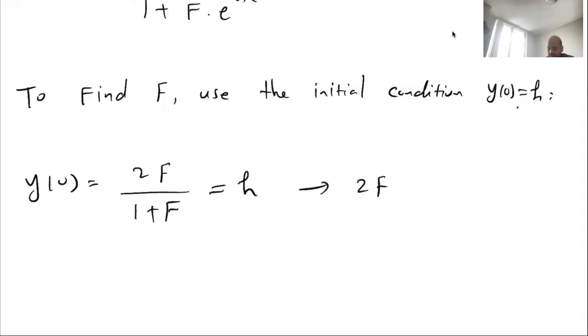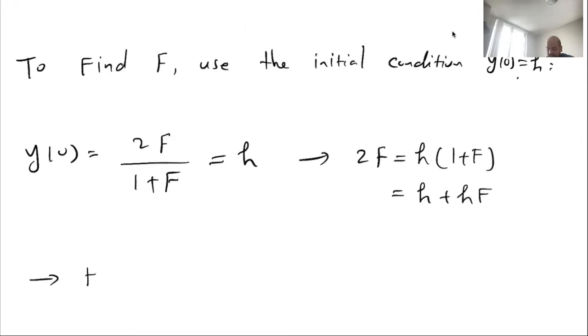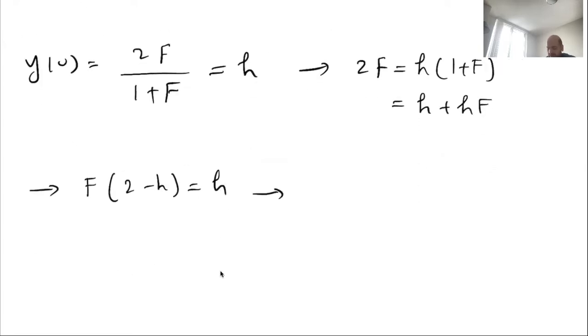Now I have 2f equals h times 1 plus f, which is h plus hf. So f times 2 minus h equals h. See, 2f is h plus hf, and I want to find f. So I need to isolate for f. I need to take all terms containing f into one side. So I took this term to the left side. Then I got 2f minus fh, which can be written as f times bracket 2 minus h, and the right-hand side remains h. And then f will be equal to h over 2 minus h.